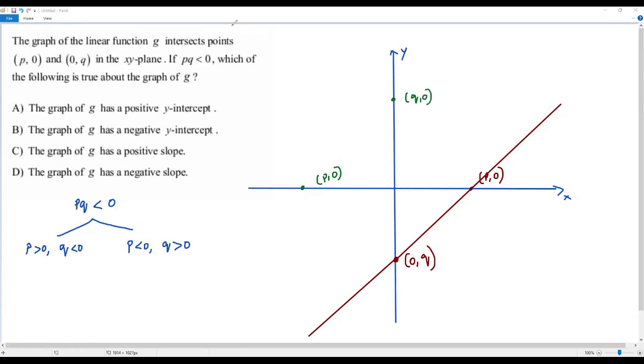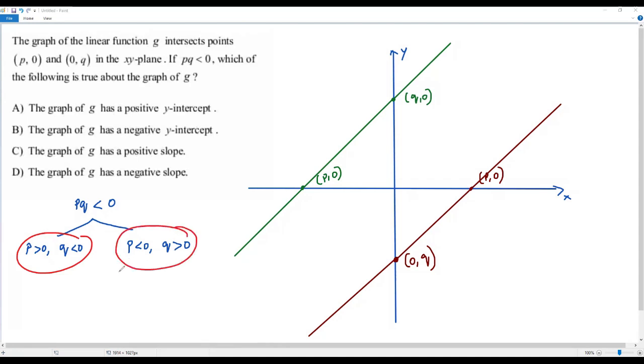Now let me connect these two points using a straight line over here. Again I'm getting a rising line, so the slope will be a positive value. In both cases, I am getting rising lines, that is lines with a positive slope. Now we can verify the given answer choices one by one.